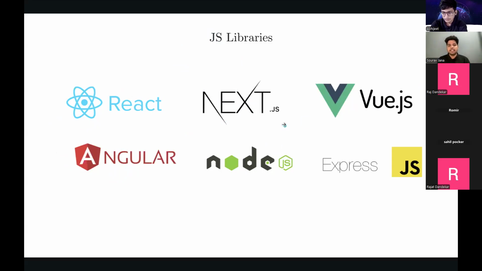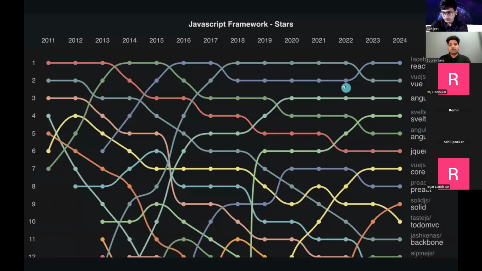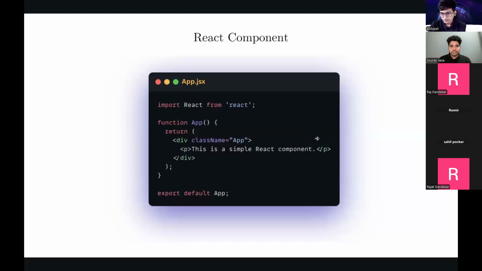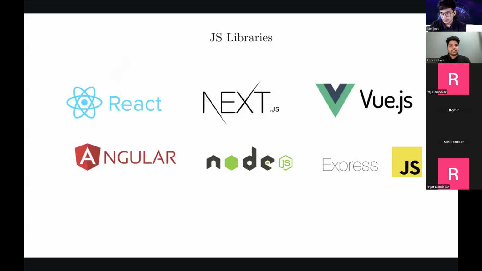Meaning the front-end part. Then for the back-end part, we can use some frameworks like Node.js, Express.js, right? So these are some popular libraries. Now, in 2024, you can see React is the most popular library. It is mostly used by many developers around the world. So that's why React is very popular. And in our project also, we will be building this website using React.